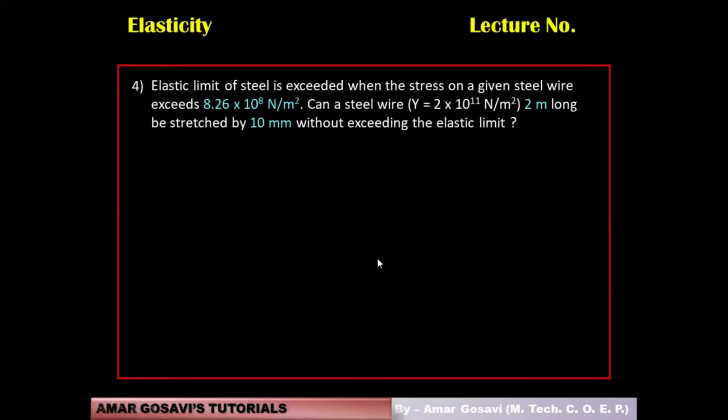In this question, they say elastic limit of steel is exceeded when the stress on the given steel wire exceeds 8.26 into 10 raised to 8 Newton per meter square. The elastic limit is given to you. Then you are supposed to work out, can a steel wire having Young's modulus 2 into 10 raised to 11 Newton per meter square, which is 2 meter long, be stretched by 10 mm without exceeding the elastic limit.